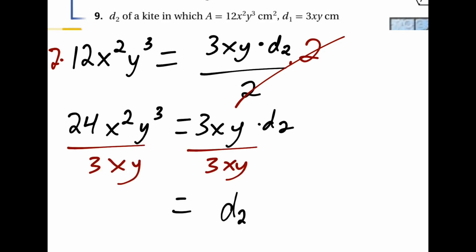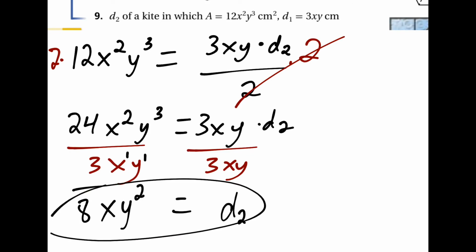Now this might look quite complicated, but it's actually not as bad as it looks, because 24 divided by 3 is 8. And when I see x squared divided by x, that just means I take the 2 minus the 1, and I'm left with x to the first power. And for the y's, it's y to the third divided by y to the first, so you subtract 3 minus 1, and you're left with y squared. And there's your answer.